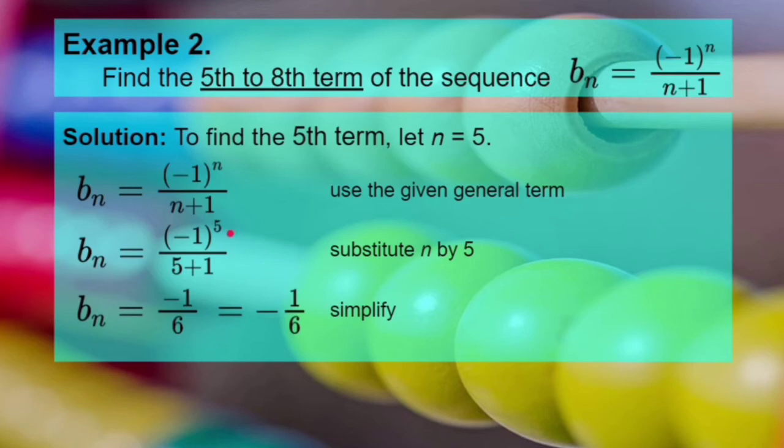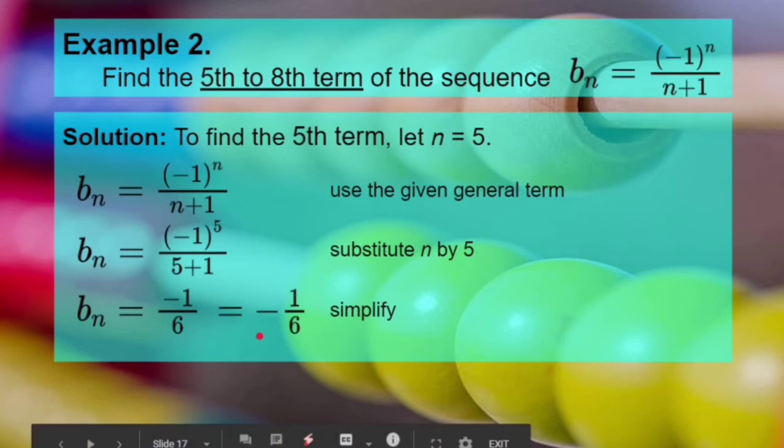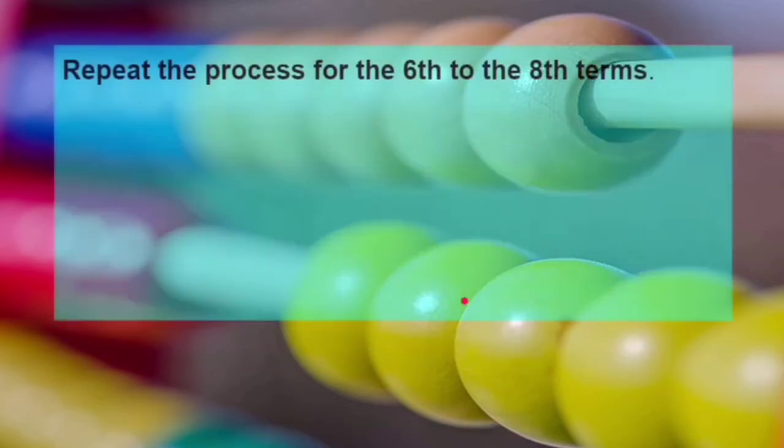So in this case, we have 5, which is an odd number. So we have -1. And then 5 plus 1, that is 6. So we just simplify. So that is -1/6. So let us repeat the process.